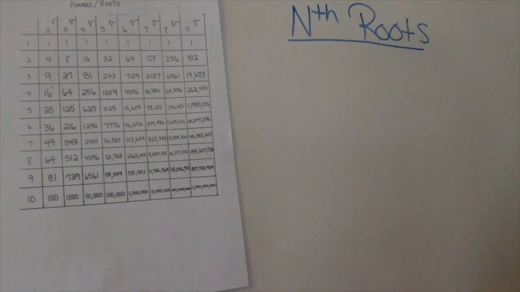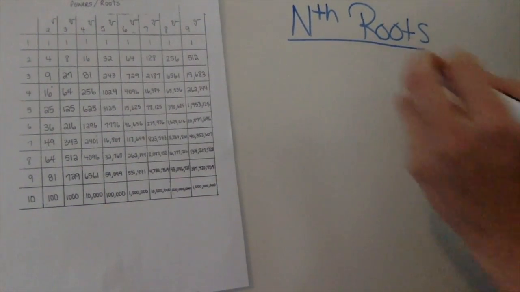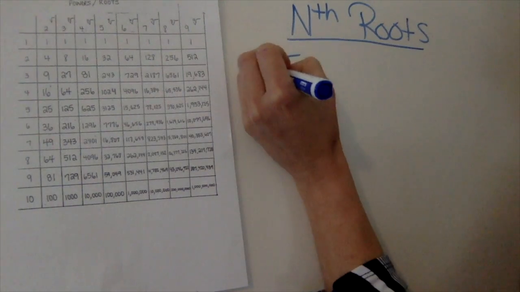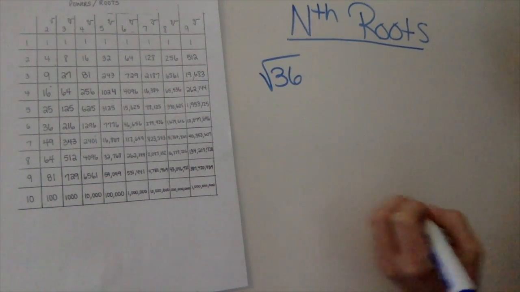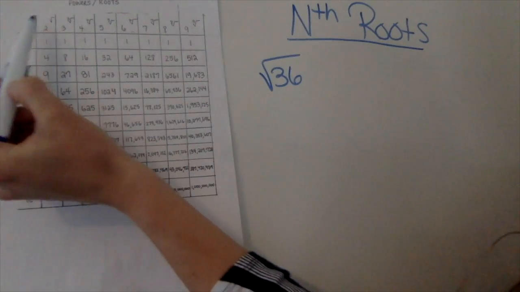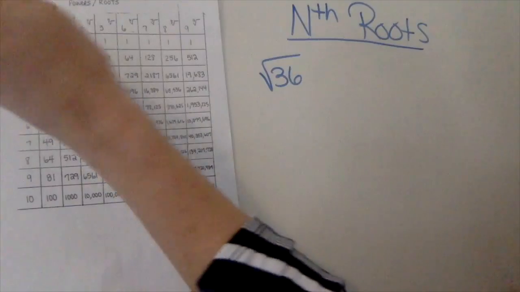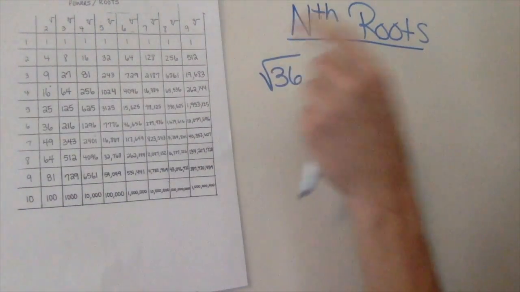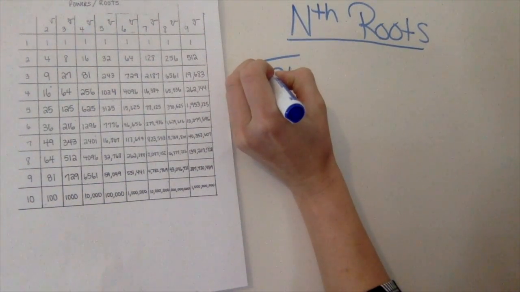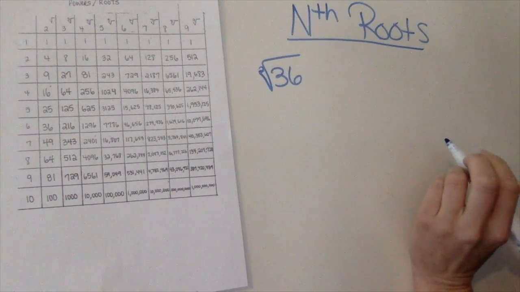nth roots. So just to review, we did the square root. I'm going to show you how to use this chart. If you look over here, this number is the index. The index is the number that goes in the radical. So this is a square root. The index would be 2, although we don't write it.